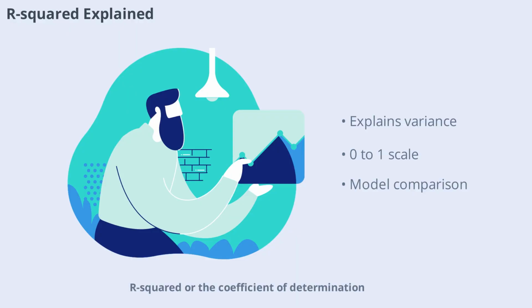R-squared, or the coefficient of determination, measures how well the model explains the variance in the target variable. It ranges from 0 to 1, with higher values indicating better fit. An R-squared of 1 means the model perfectly predicts the target, while 0 means it does no better than the mean. R-squared is useful for comparing models, but it can be misleading if used alone, especially with nonlinear data.